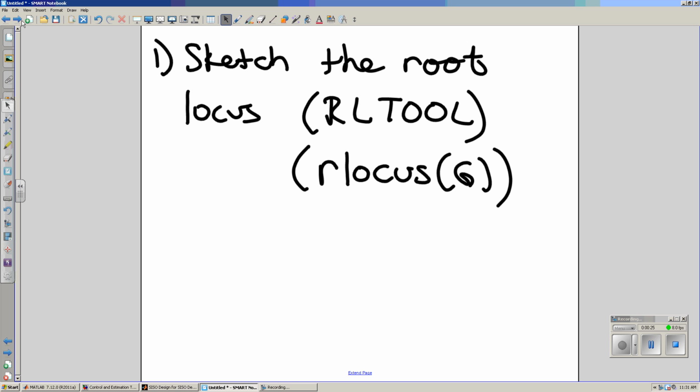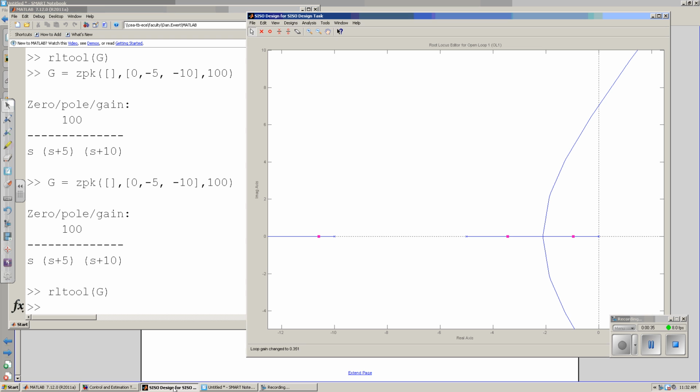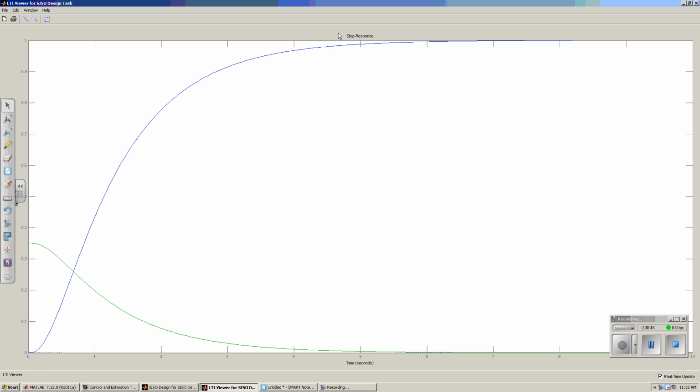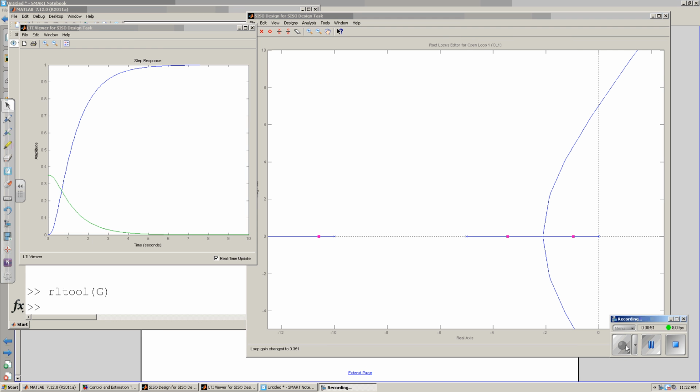Now, first step is to sketch the root locus plot. I can use MATLAB using the function rltool or rlocus. Here I input the system g, hit rltool, and you wind up with this. There's your root locus plot. If I go under analysis, I can look at the response to step input. What that shows is the step response in blue based upon where you place the pole on the root locus plot.